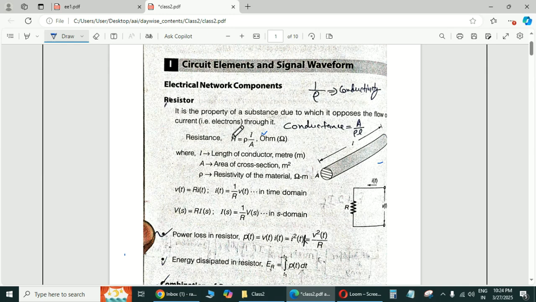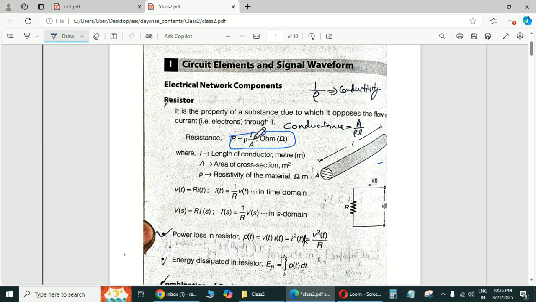And how to calculate resistance for a given wire or a cylindrical rod that has a length of L meter and cross section area A meter square? Then R equals rho L over A. In this equation, R equals rho L over A, rho is resistivity or specific resistance.